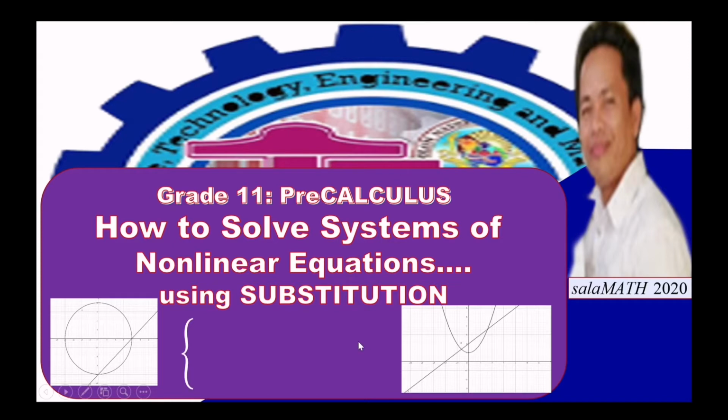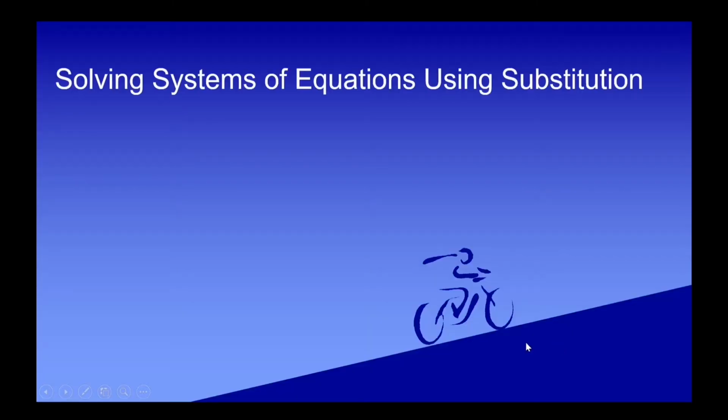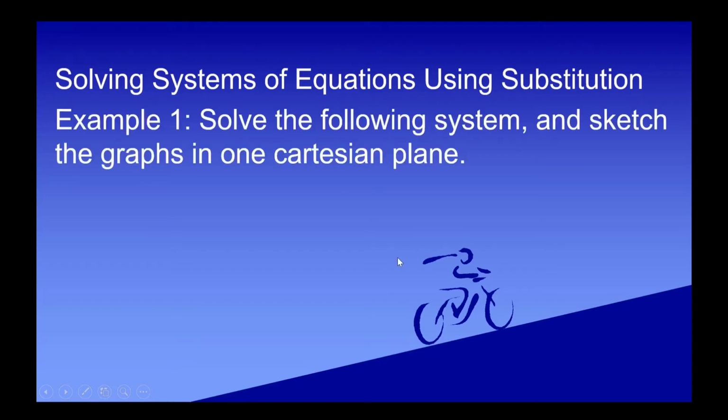So ito yung example ng ating systems of nonlinear equations, since it contains at least one equation that is not linear. So ang system natin ngayon has two equations, a linear and a non-linear. Ito yung ating steps on how to solve systems of equations using substitution. So let's try to answer example number 1.